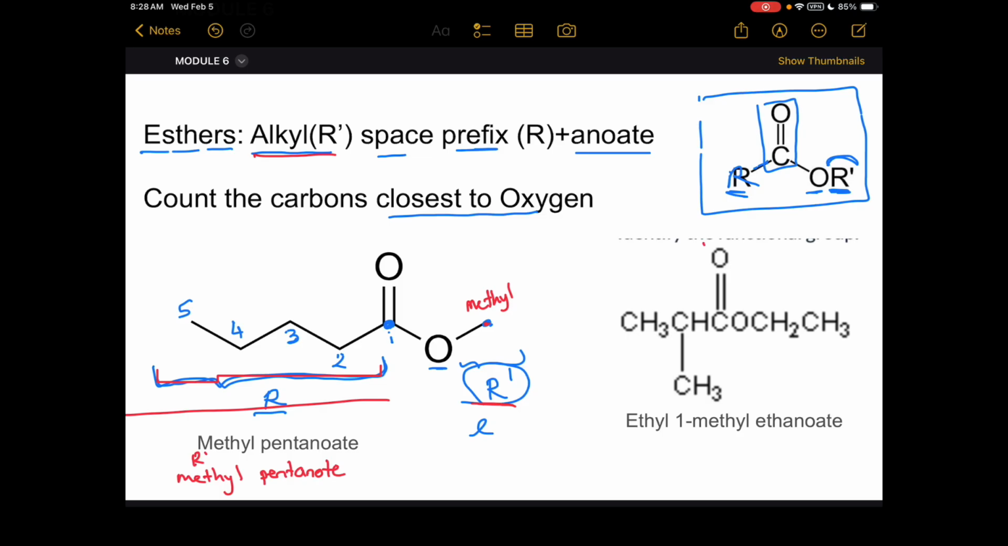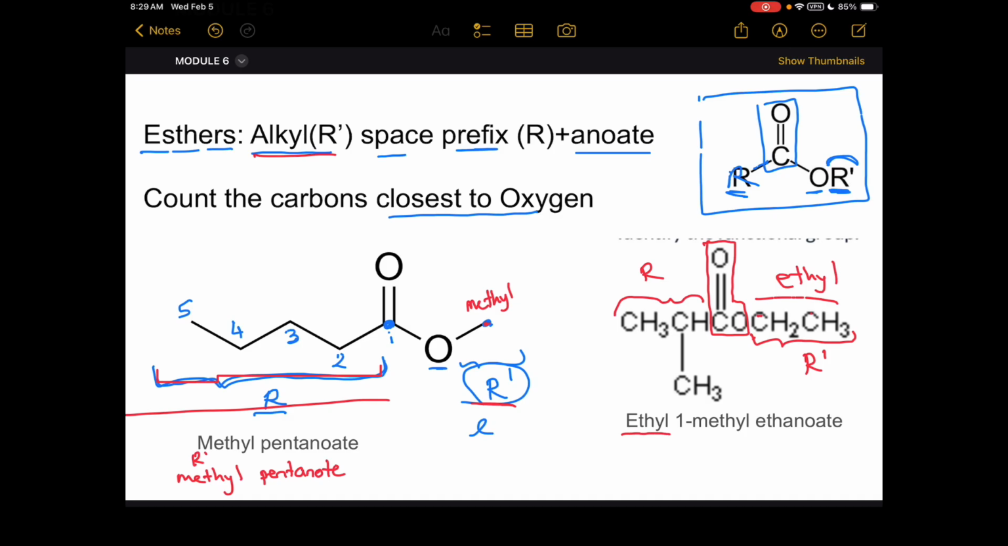Let's do this example. I'm going to locate my ester group, carbonyl carbon with O. On the right side of the O, I will label it as R prime. On the left side, I will label it as R. We are going to start with the R prime. What's the name of R prime? How many carbons are here? 1, 2 carbon. So 2 carbon is ethyl, right? That's an alkyl group. So I put ethyl.